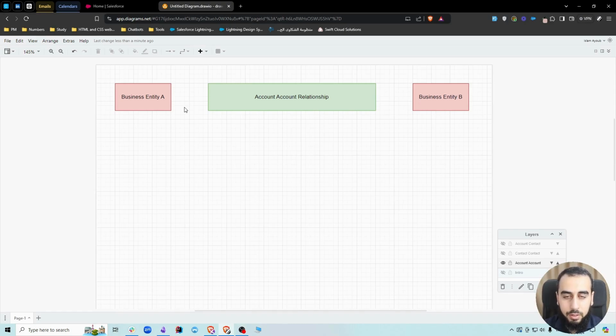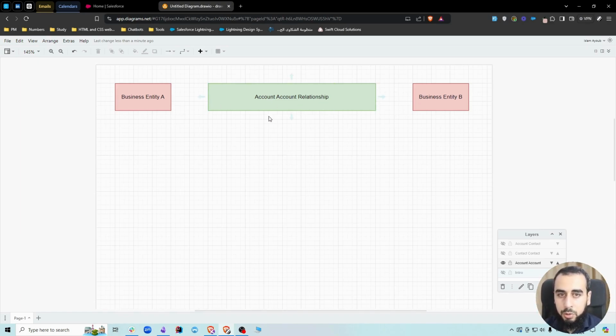An account represents a business entity or a household. A person account represents an individual. And person account and contact are the same. If we say person account, it's the same thing as a contact, the same thing as an individual or just one person. So person account represents individuals. Accounts represent businesses or households.